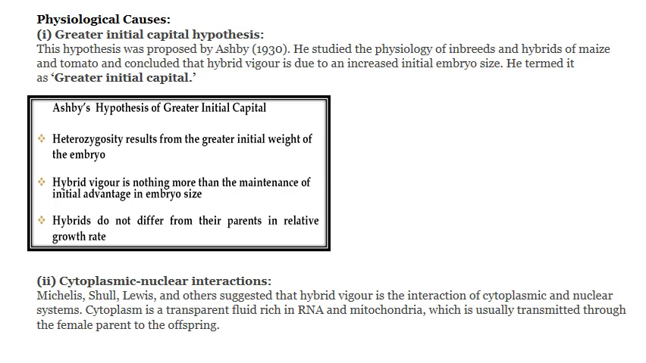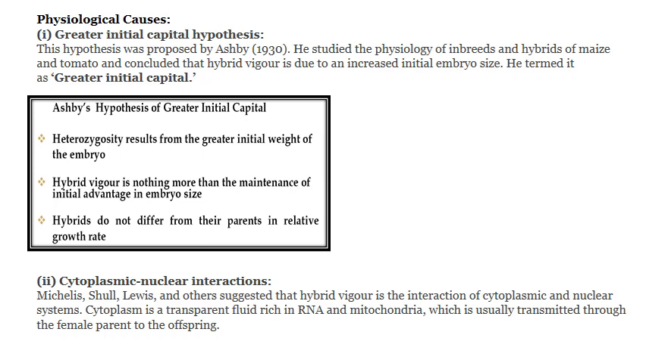Next is the causes of heterosis in terms of physiological aspects. First one is greater initial capacity hypothesis, or greater initial capital hypothesis. The theory was given by Ashby in 1930. He studied the physiology of inbreds and hybrids of maize and tomato, and concluded that hybrid vigor is due to an increased initial embryo size. He termed it as greater initial capital.